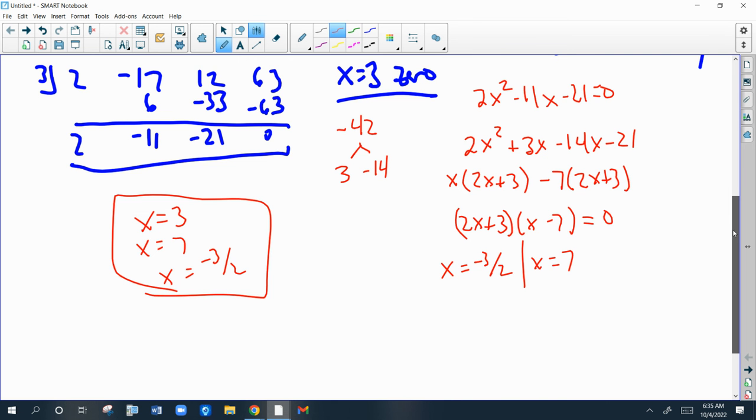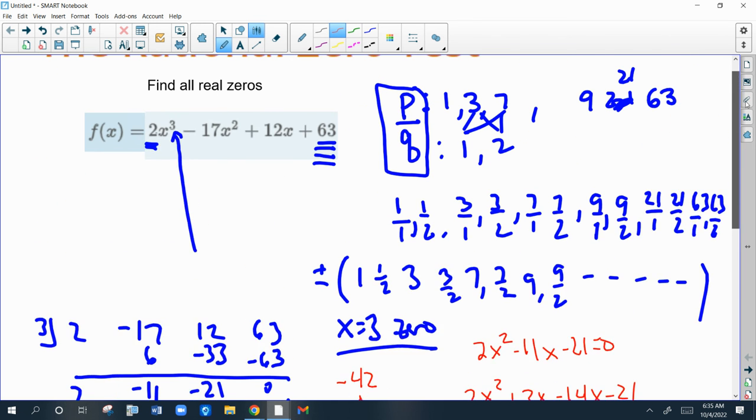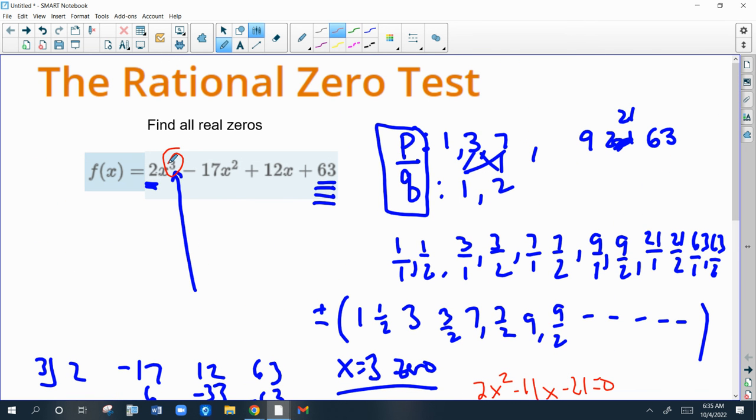Also, it's not surprising that we got three zeros and the degree is 3. Now, that doesn't always have to happen. We'll talk about that more at a later date, but often it does. You can never have more zeros than the degree. So if we had 4 zeros, you know something is very wrong. So that's how you use the rational zero test.